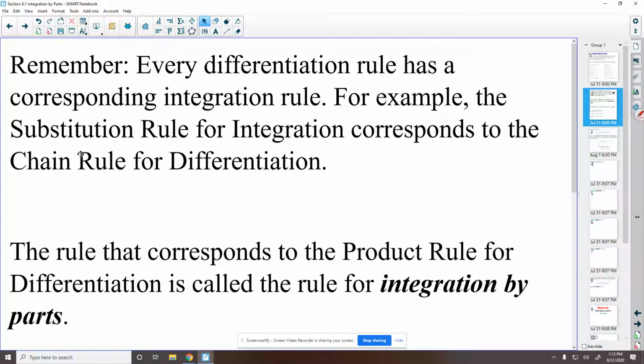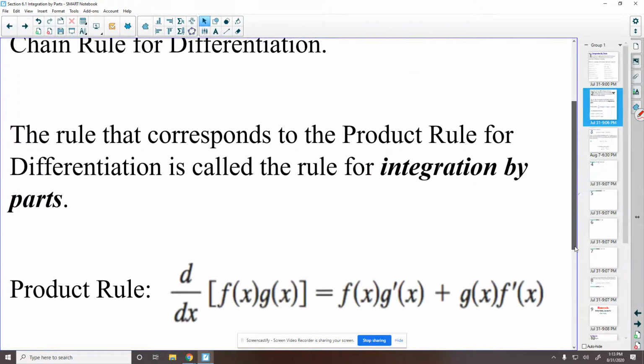We have not touched on very many different skills with integration. So just remember that every differentiation rule, like chain rule, product rule, quotient rule, has a corresponding integration rule, a way to undo that. So all we've learned so far is the substitution rule, which will undo the chain rule, okay? What we're going to learn today is the way to undo product rule. It's called integration by parts. Okay, so it's undoing product rule.